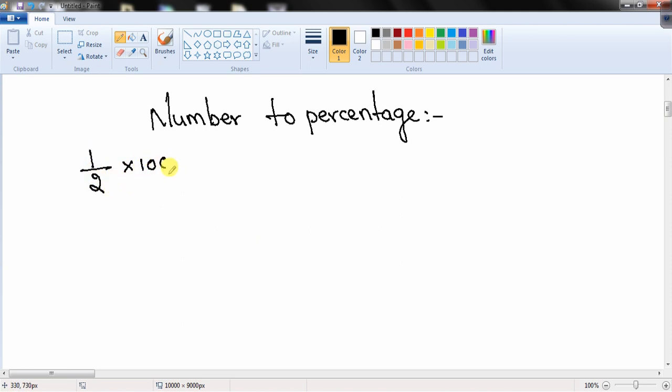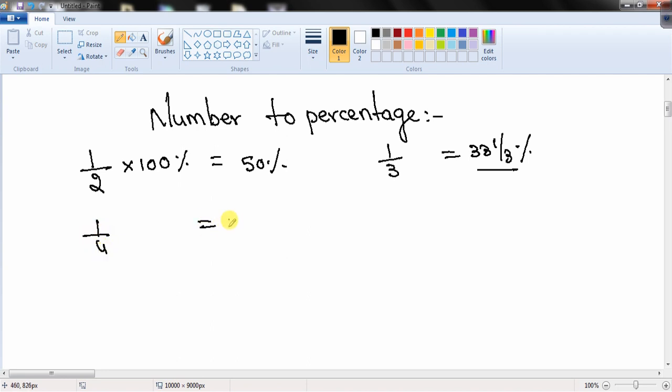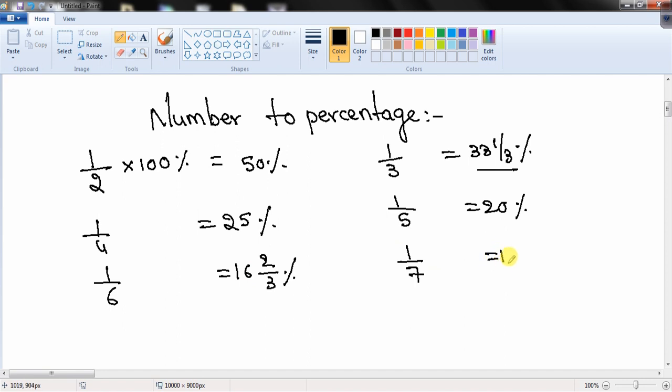1/2 in terms of percentage is multiply with 100 and place the percentage sign, which is 50%. Similarly, 1/3, if you convert into percentage, you get 33 1/3%. In competitive exams, they prefer fractions instead of decimals, so try to learn in terms of fractions. 1/4 is 25%, 1/5 is 20%, 1/6 is 16 2/3%, and 1/7 is 14 2/7%.